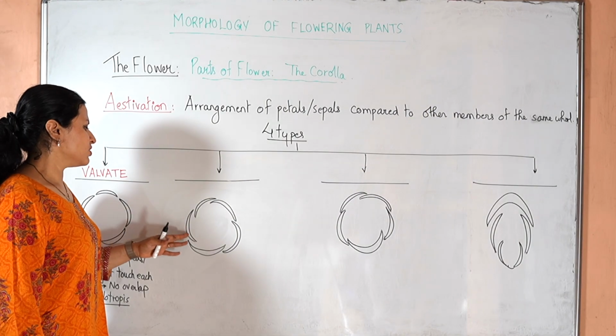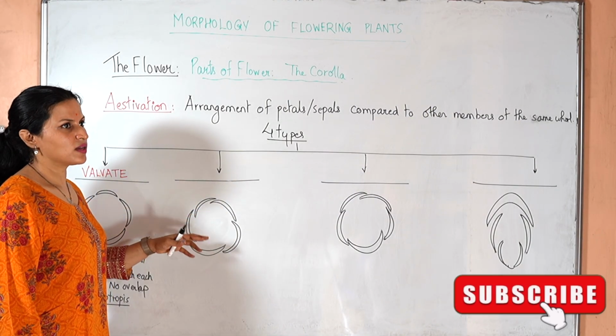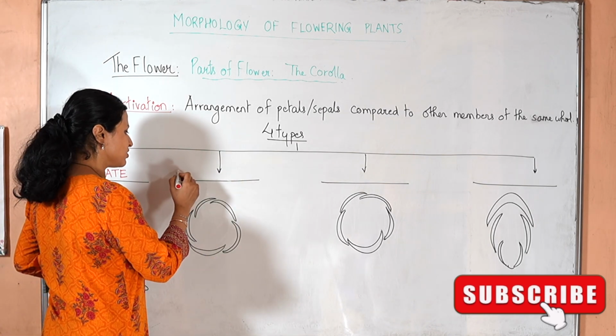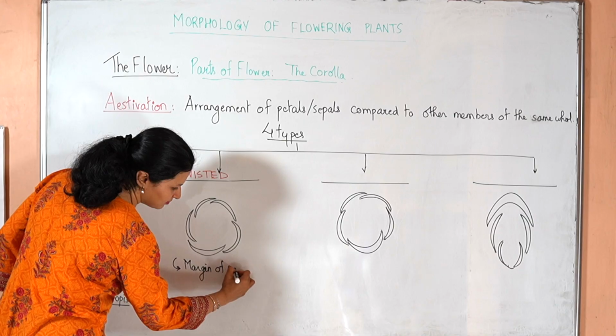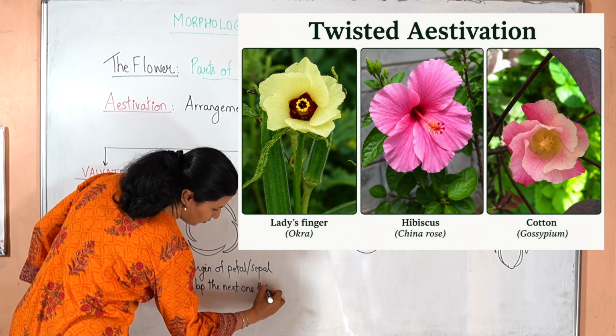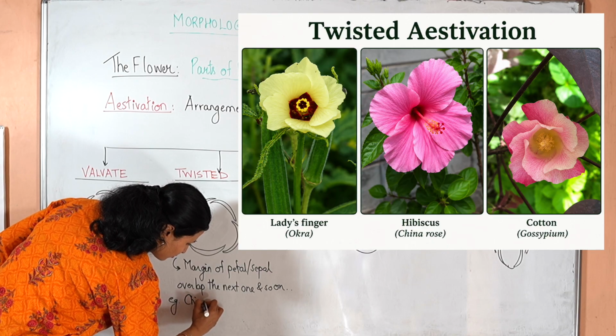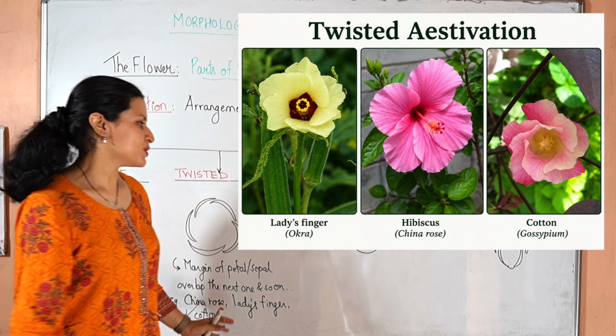The second one, in which the margin of one petal or sepal overlaps the next one and so on. This type of aestivation is called twisted aestivation. Margin of petal or sepal overlap the next one and so on. Example, China rose, lady's finger and cotton. These are important examples, you need to remember them.